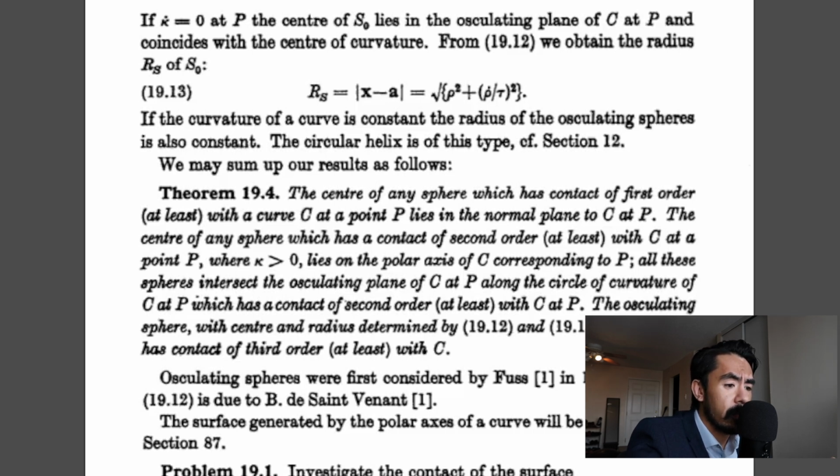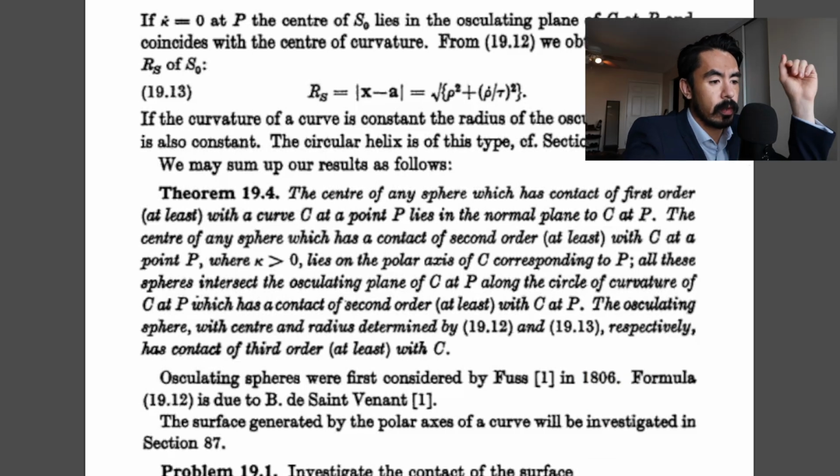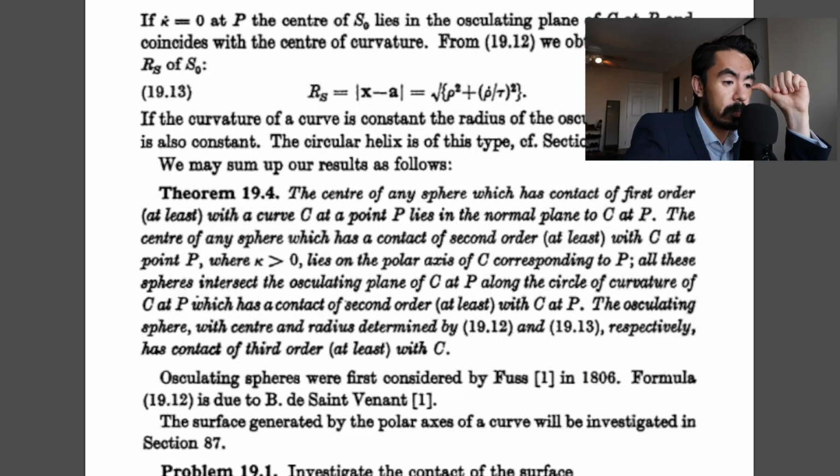If the curvature of a curve is constant, the radius of the osculating spheres is also constant. And the circular helix is of this type. Our beloved circular helix has an osculating sphere which is of constant radius. That's why it's our beloved circular helix example.